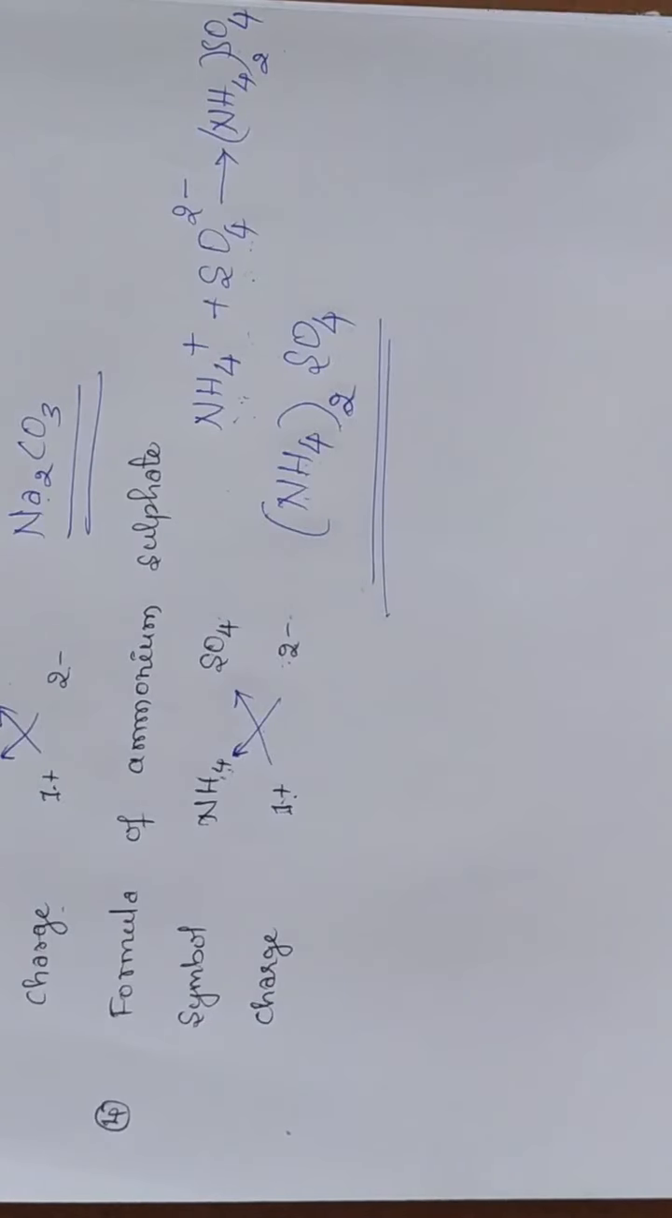This is how we have to write the chemical formula of simple or binary compounds, and also compounds which are made up of polyatomic ions. In the next class we will see molecular mass and mole concept.